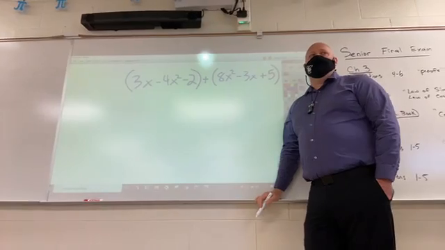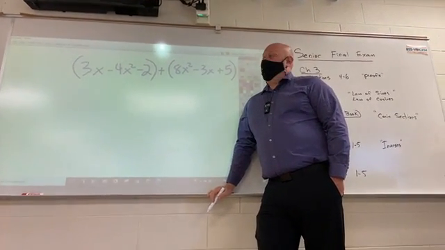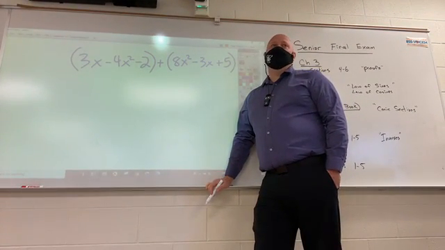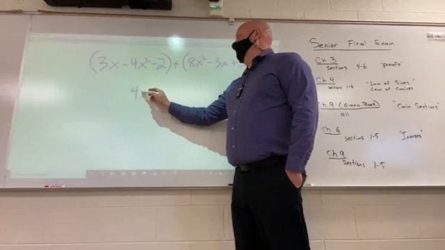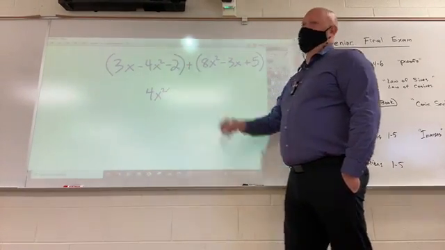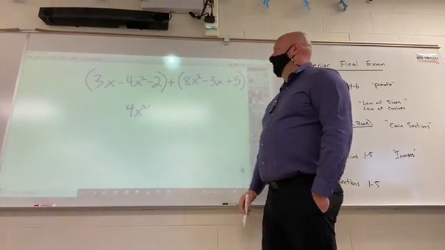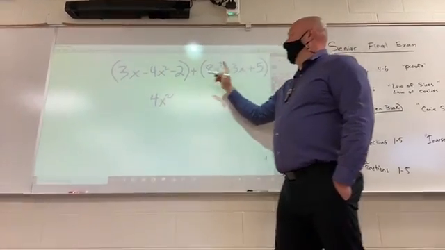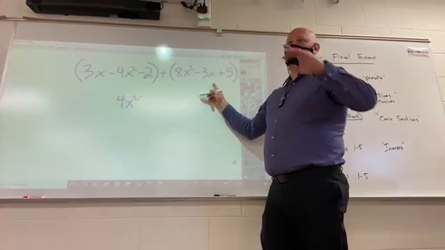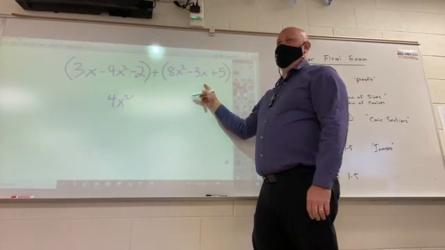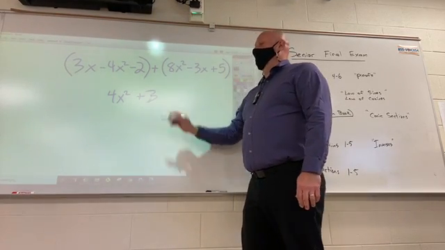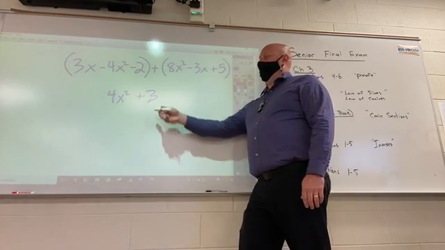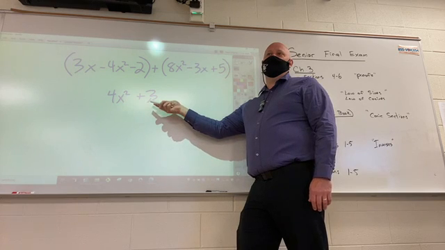How do you add those? Combine like terms. What would you put first? 4x squared, because you've got a negative 4x squared and a positive 8x squared. Add them together. And then 3x plus negative 3x goes away, right? And then the negative 2 plus the 5 plus 3. And if I said name that, it'd be a quadratic binomial.